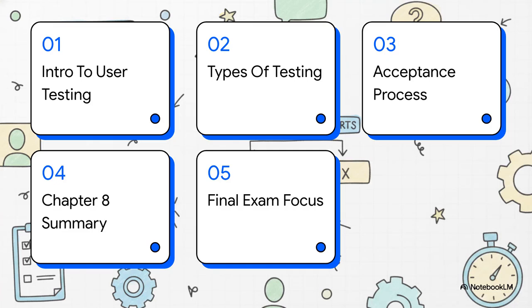Here's exactly how today's explainer is going to unfold. First up, an intro to user testing. Second, we'll cover the 3 types of testing. Third, the acceptance testing process. Fourth, we'll do our Chapter 8 master summary. And finally, we'll wrap up with the final exam focus.